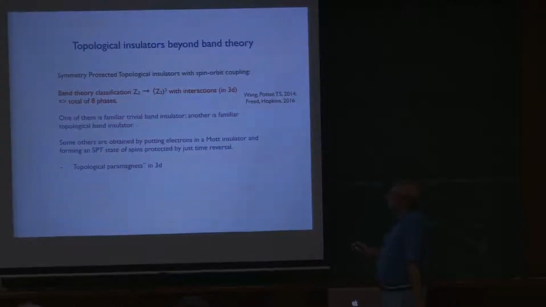So what about the remaining 6 phases, which are beyond band theory? Some of these are described very simply. To answer your question, you imagine the electrons, because of Coulomb repulsion, have formed a Mott insulator. Now, once they form a Mott insulator, the active degrees of freedom are spins. And now, imagine the spins have formed a symmetry protected topological paramagnet, which is now protected just by time reversal. So this is the analog of the Haldane spin chain phenomenon, but now in 3 dimensions.